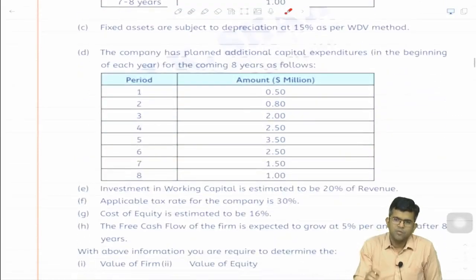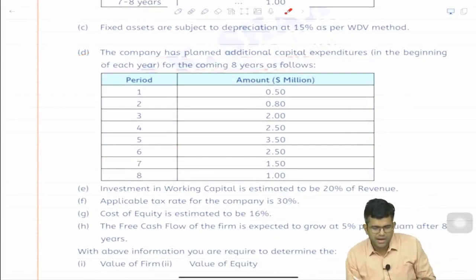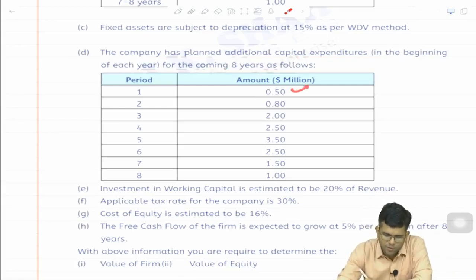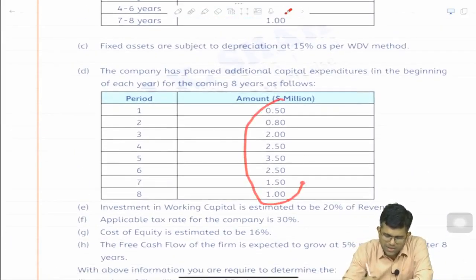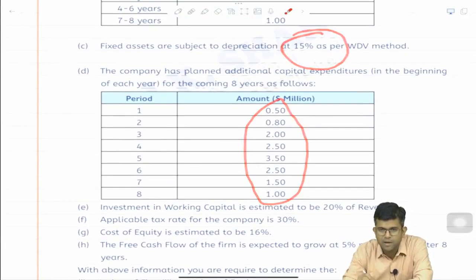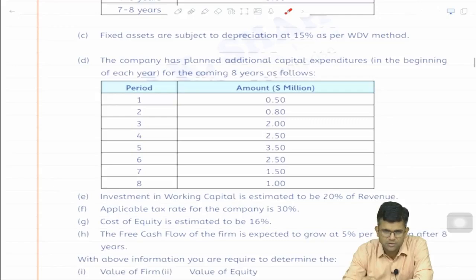Okay, moving on. The company has planned additional capital expenditure in the beginning of each year for the coming 8 years as follows. So in year 1 we are planning to buy assets worth 0.5 million, year 2 0.8 million and so on. Okay, students, can I say this has to be taken into consideration while calculating depreciation? I hope you are able to understand. Because depreciation will be 15% on whatever is the value of the asset then. But if you keep on adding assets, those also will eventually be depreciated. You are understanding, that also has to be taken into consideration.